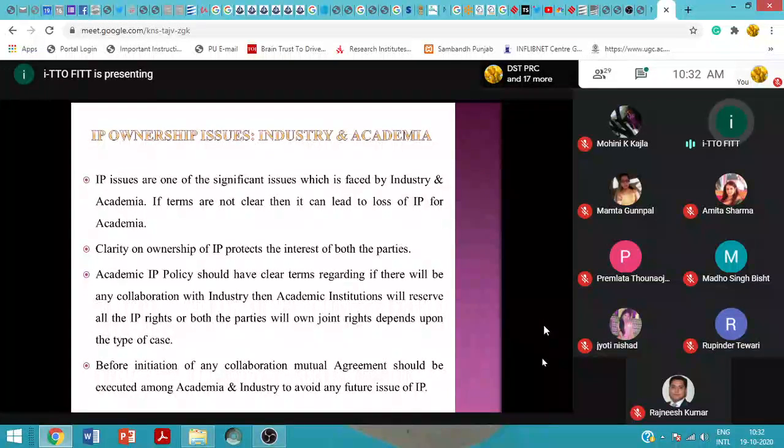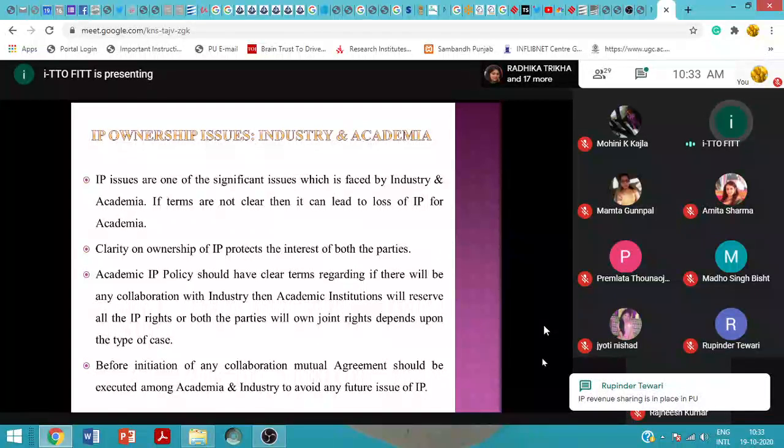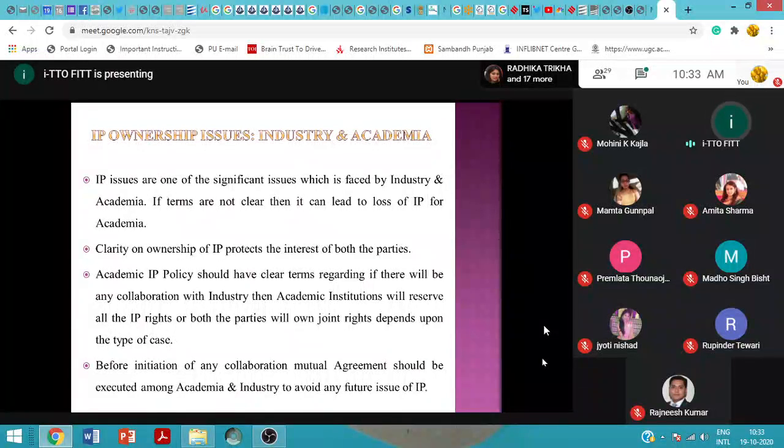Academic IP policy should have clear terms regarding whether, if there is any collaboration with the industry, the academic institute will reserve all the IP rights, or both the parties will own joint rights, depending upon the type of case. We will discuss this point in a later slide. Before initiation of any collaboration, which is a must and very important, there should be a mutual agreement executed between both the parties to avoid any future issue of IP, and the terms of that agreement are derived from the IP policy of the academic institution.